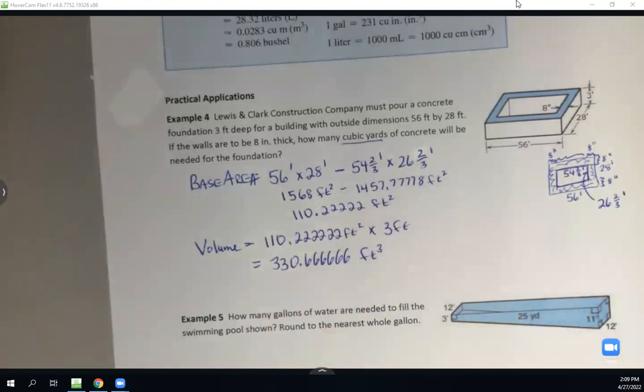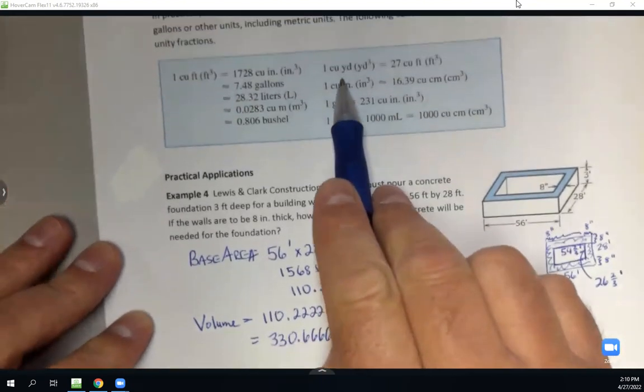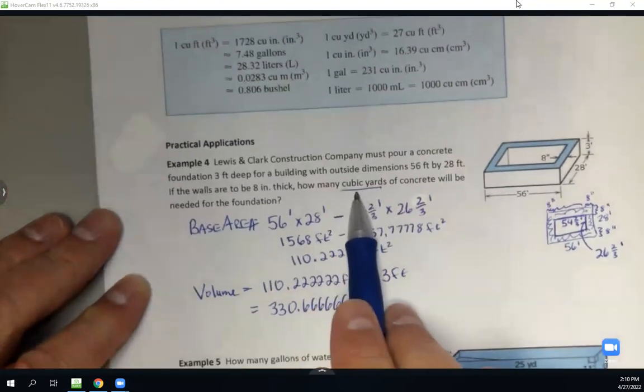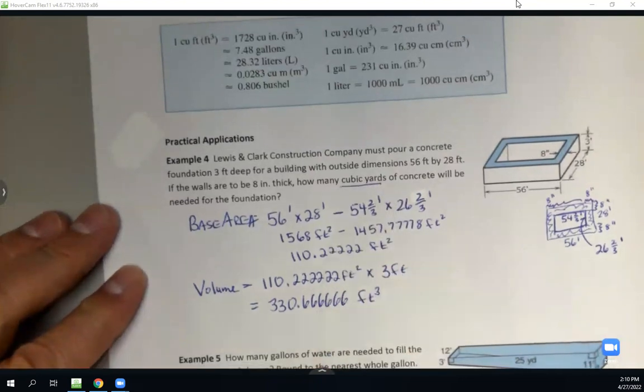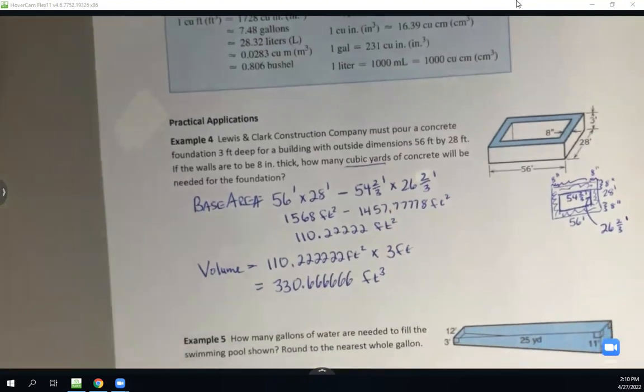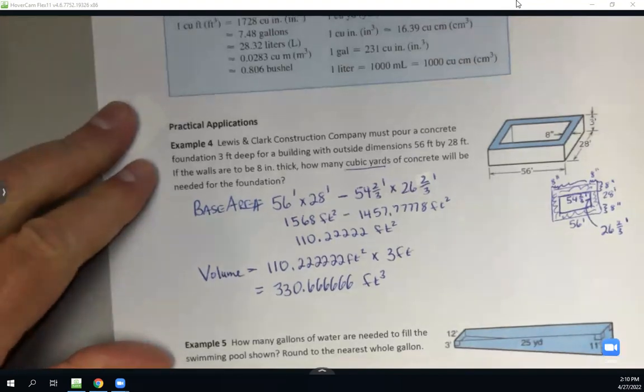Okay, but again, the problem wants to know how many cubic yards of concrete. Concrete's typically sold in terms of, they call them yards, so it's cubic yards. That has been changing lately, and they have been using cubic feet instead of cubic yards. Sounds cheaper if you're selling a smaller part, okay? Anyway, we want it in cubic yards.